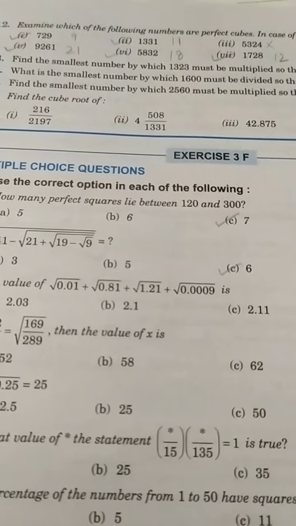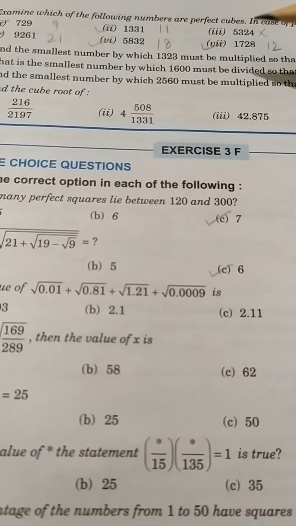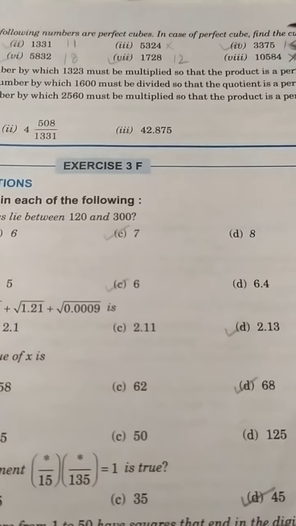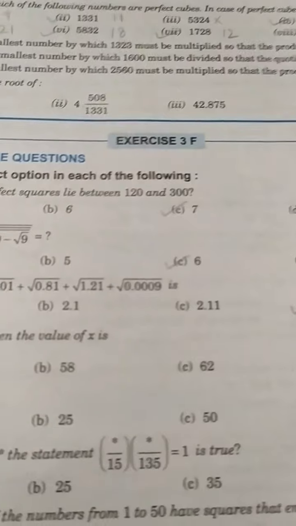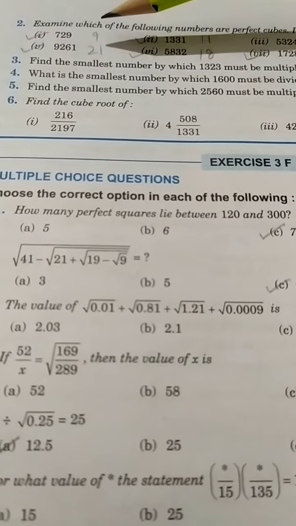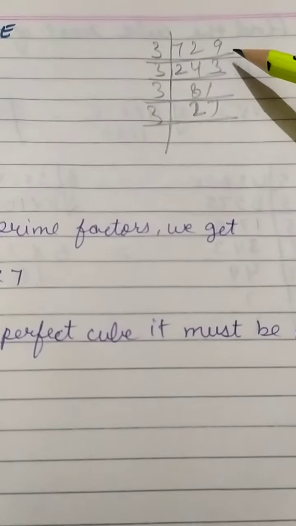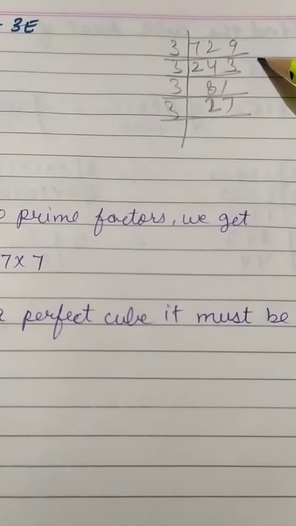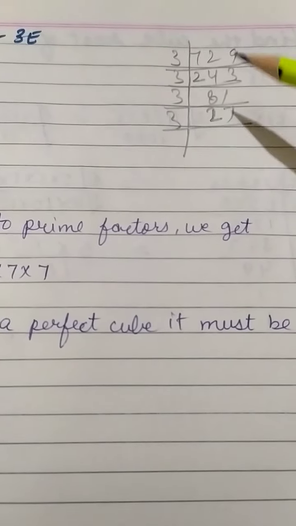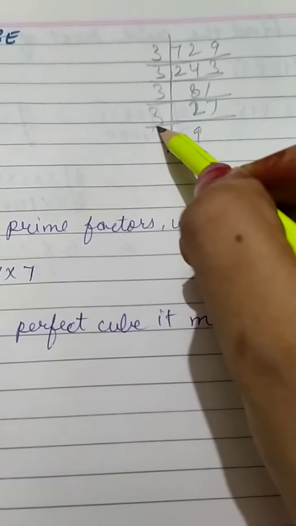Now let us see the second question, in which you have to find if the numbers are perfect cubes or not. If they are perfect cubes, you have to find the cube root also. So first of all you have to find out whether the number is a perfect cube or not. How will you find out, children? Let us see. If we have to find out the cube root of 729, we have to use the prime factorization method. So we have done with prime factorization method.